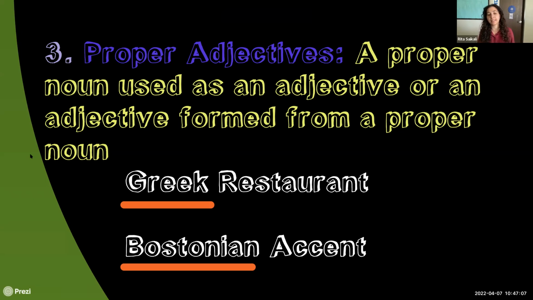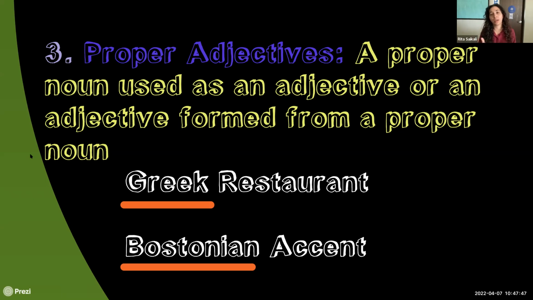So in this case, we know that Greek is a proper noun by itself, but here Greek is describing the type of restaurant. So what kind of restaurant is it? It is a Greek restaurant. Okay, so there we know that Greek is now being used as an adjective because it answers the question, what kind? Bostonian accent, okay? Boston is a place and it is a proper noun, but here we are using it to describe the accent. So we can ask, what kind of accent is she speaking in?